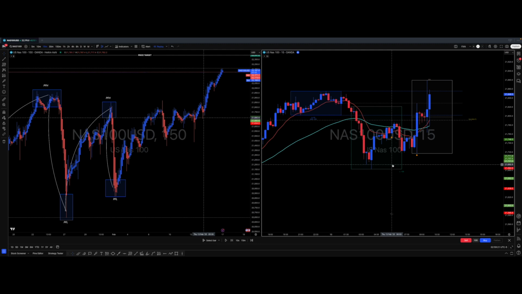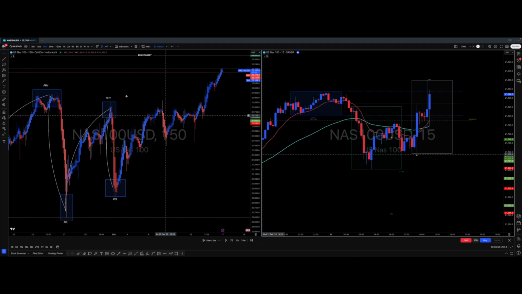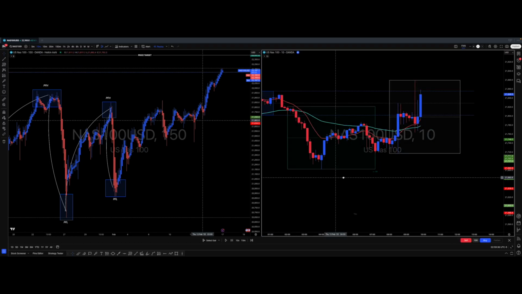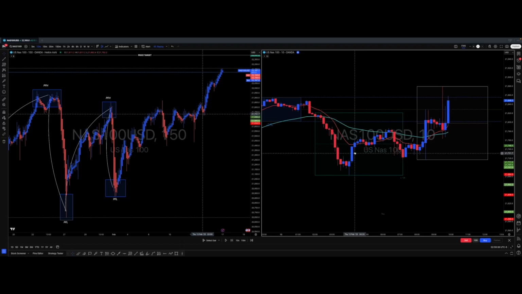Sometimes you're going to get one-legged patterns. And so here, this is essentially a one-legged pattern. So what does this look like on a 10-minute time frame? Does this look any better that you could possibly trade it? Here you go. Here's a 10-minute time frame.